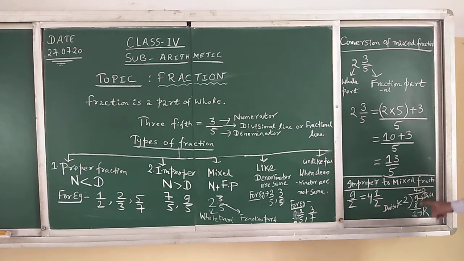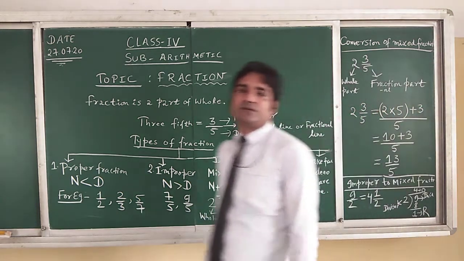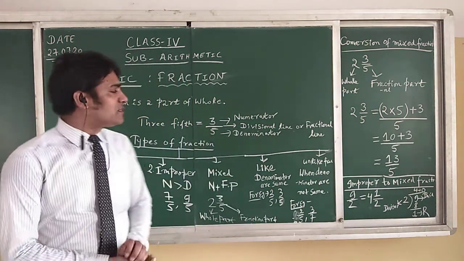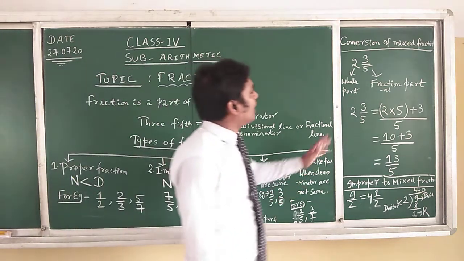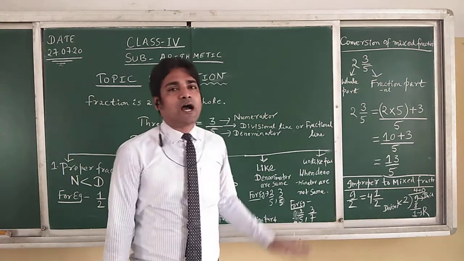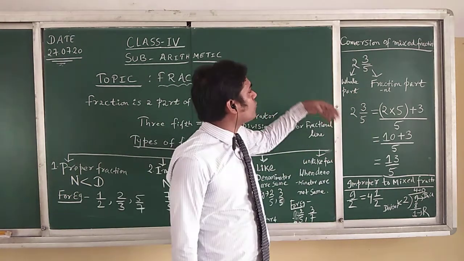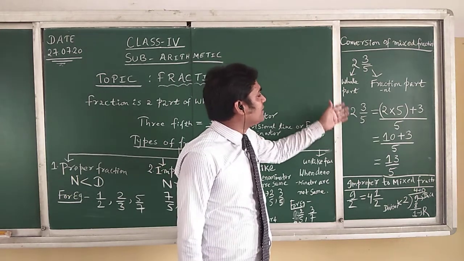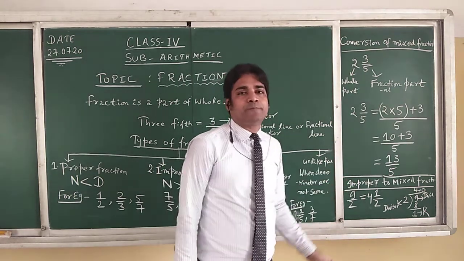We just divide the number and we write the quotient as the whole part, the remainder as the numerator of the fractional part, and the divisor as the denominator of the fractional part. So you have to understand these things while solving questions based on conversion. This is the way that you have to apply.